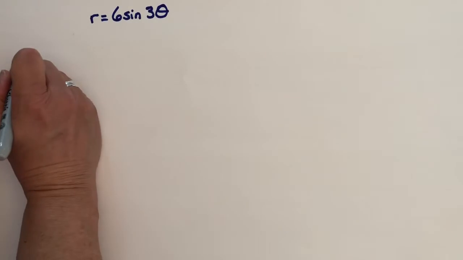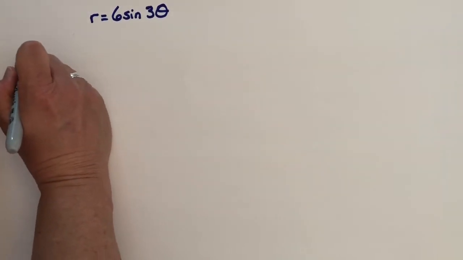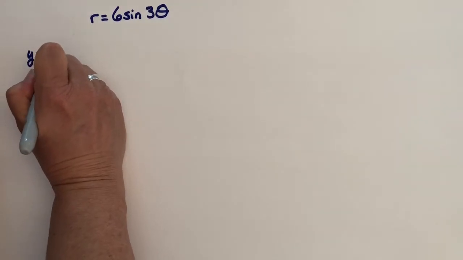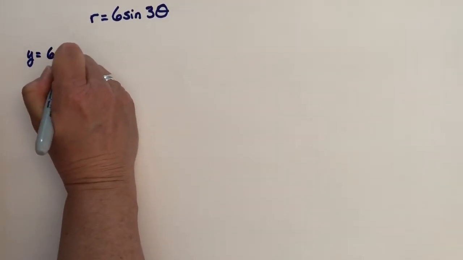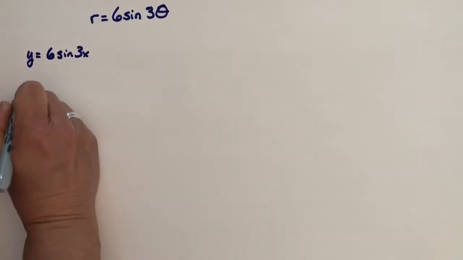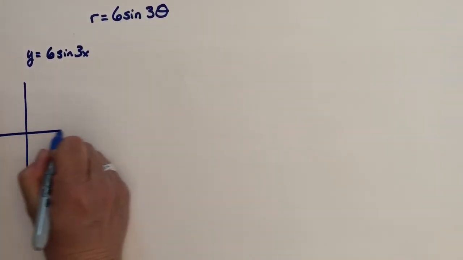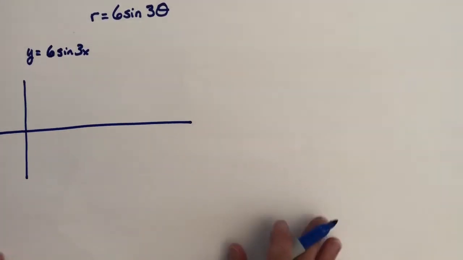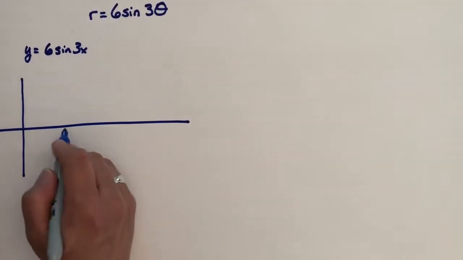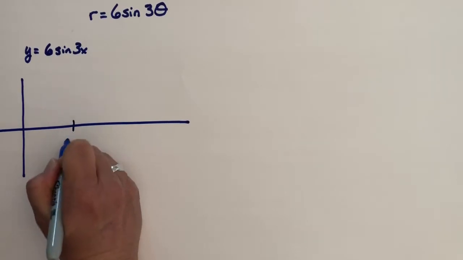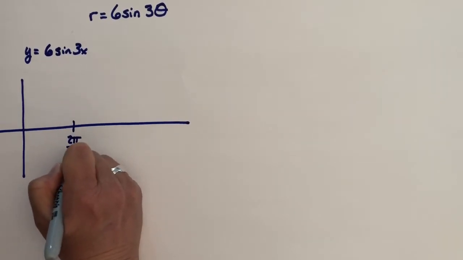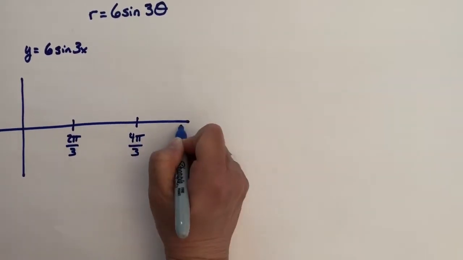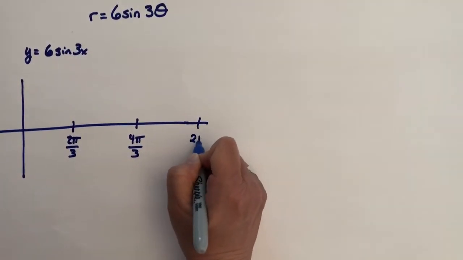So I'm going to translate the graph in rectangular form into my polar graph. So I'm going to graph y equals 6 sine 3x. This time, remember, our period will be 2 pi divided by 3. So every 2 pi over 3 units, I will have one cycle. So here's 2 pi over 3. Then I'll have another cycle getting to 4 pi over 3. And then a third cycle will get me to 2 pi.